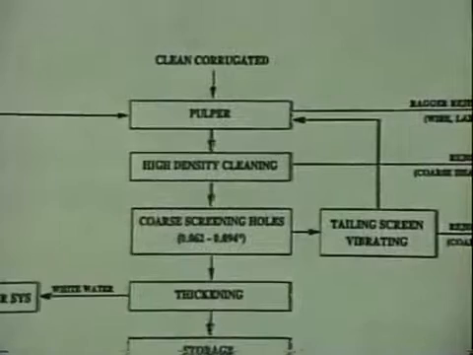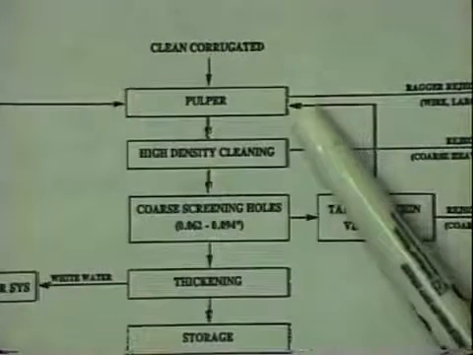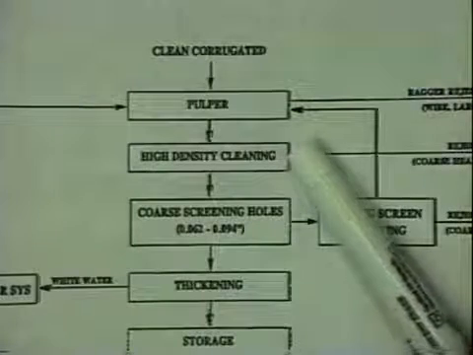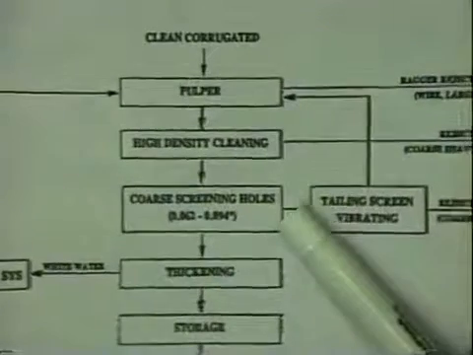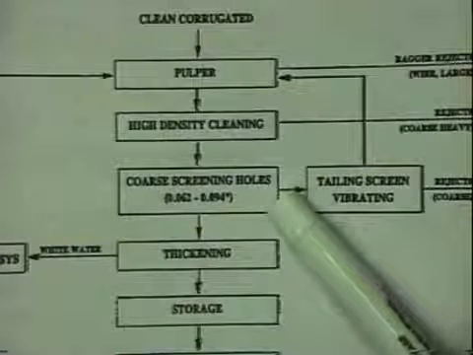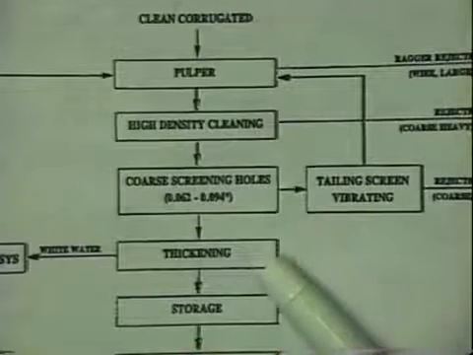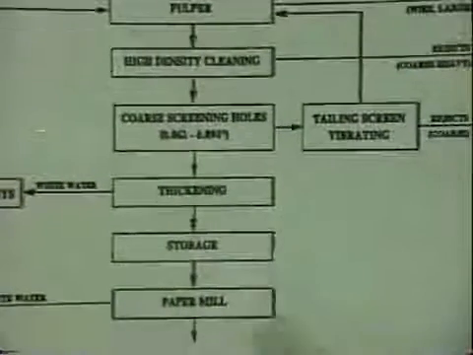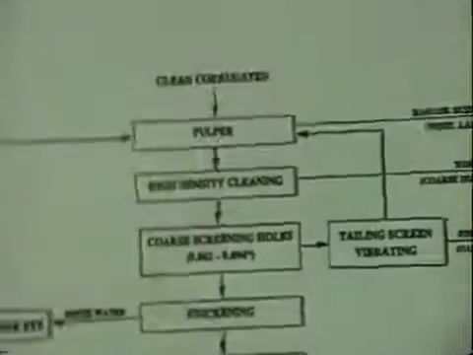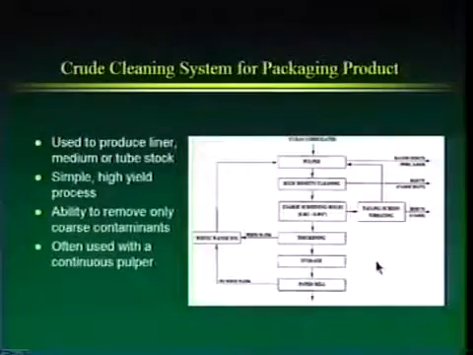Okay. So this operation, we're going to take relatively clean corrugated. We'll pulp it with a continuous pulper. High density cleaning to remove plastics, films, foils. Coarse screening with holes 0.06 to 0.1 inch diameter. Then we're going to thicken, store, and write onto the paper machine. So it's a very simple process, a crude cleaning system for making high yield packaging.